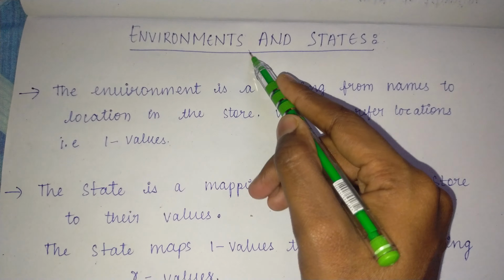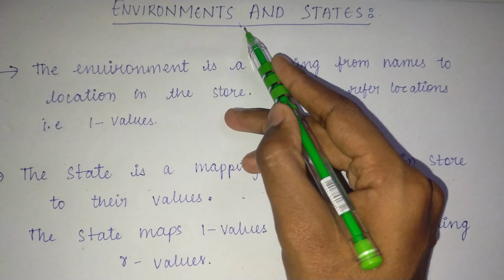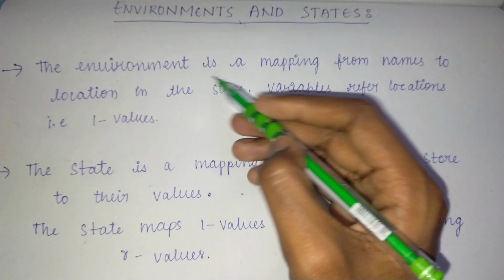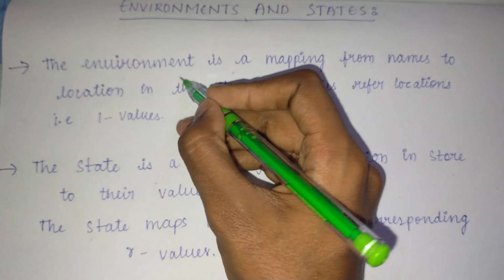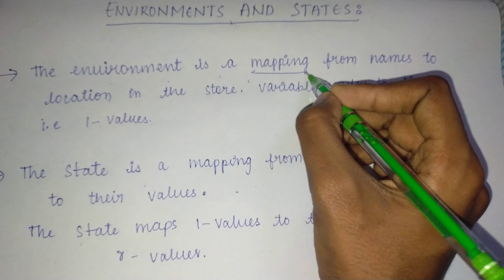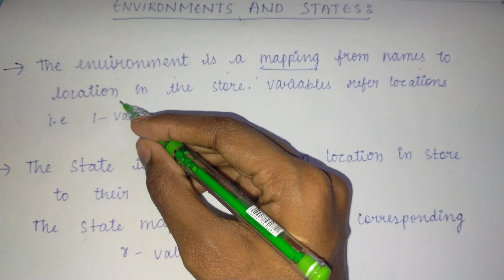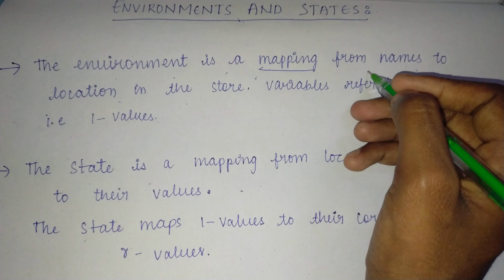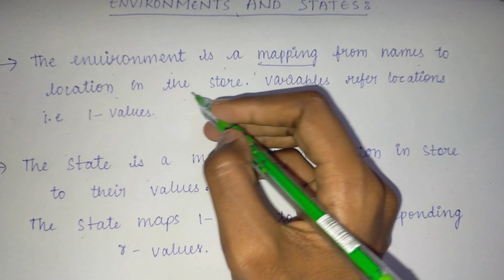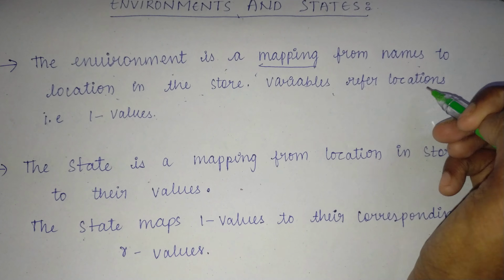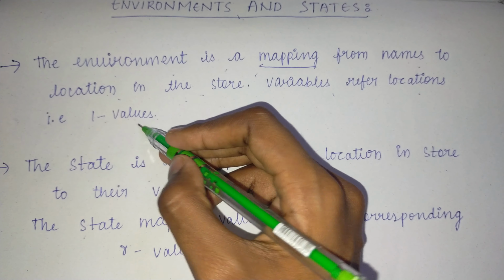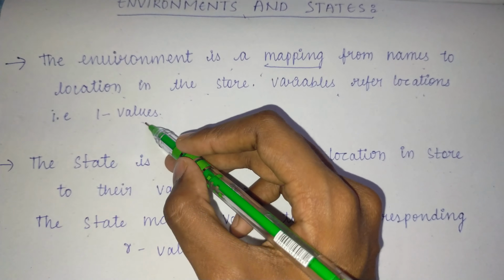Now next comes environments and states. The environment is a mapping from names to locations in the store. So it is a mapping from names to locations in the store. Variables refer to locations, that is l-values.